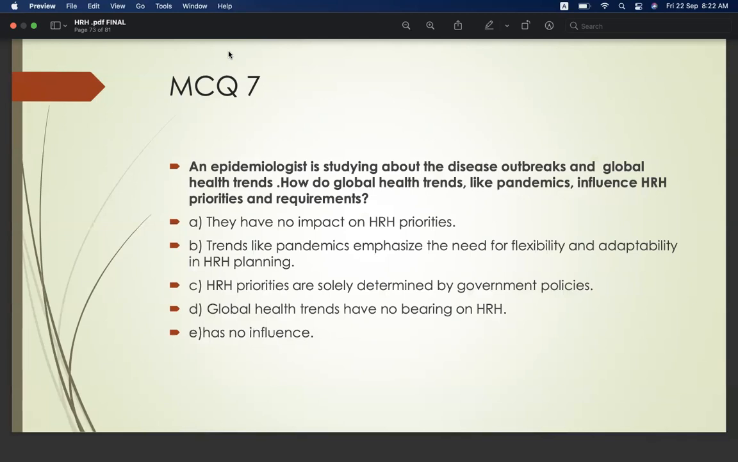Question number 7: an epidemiologist is studying disease outbreaks and global health trends. How do global health trends like pandemics influence HRH priorities and requirements? A, they have no impact. B, trends like pandemics emphasize the need for flexibility and adaptability in HRH planning. C, HRH priorities are solely determined by governments. D, global health trends have no bearing on HRH. E, has no influence. The answer is B.